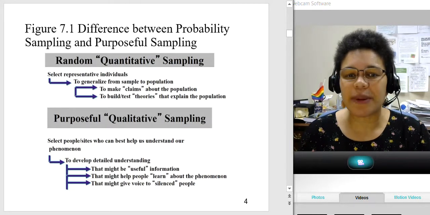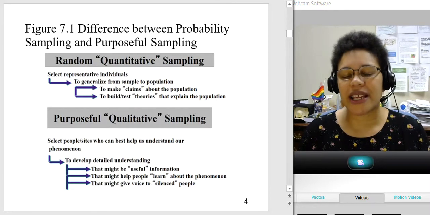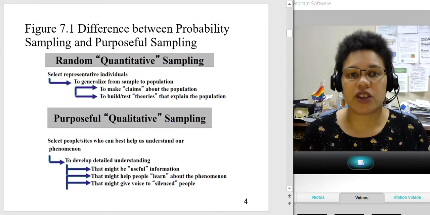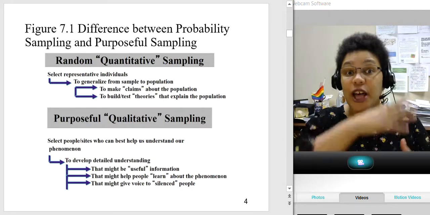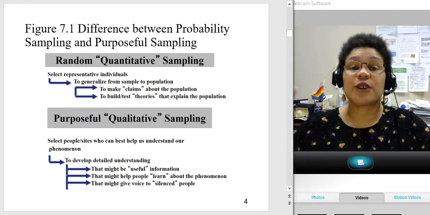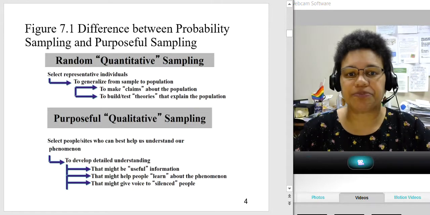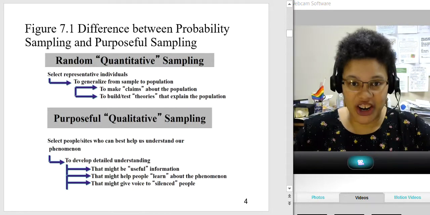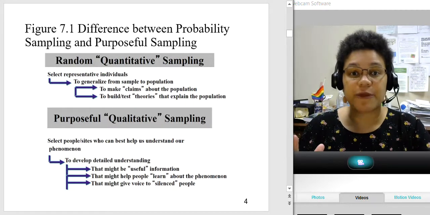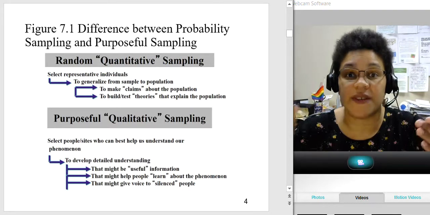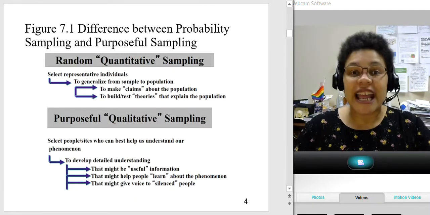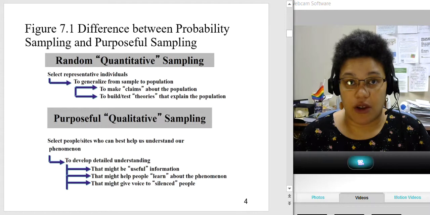So let's talk a little bit about the difference between quantitative sampling and qualitative sampling. Now, when we talked about quantitative research, one of the things was that bell curve, right? And we're trying to use our sample to make inferences about a population of people that would be represented by that curve. And so we want to select individuals who are representative because we want to do this generalizing from the sample to the population. Okay? Qualitative is very different.